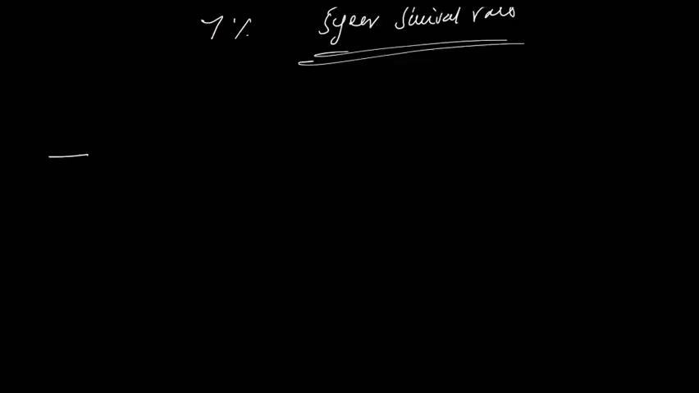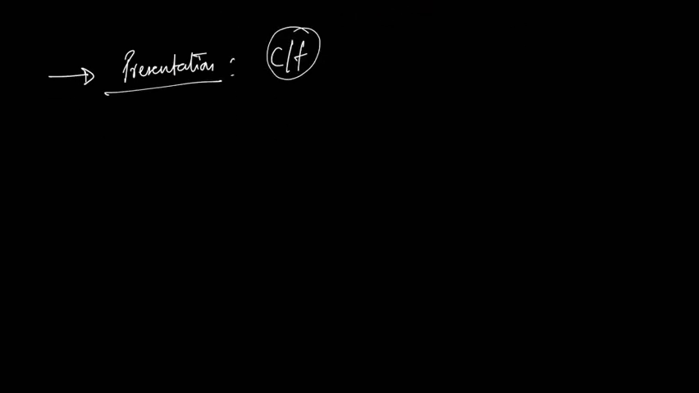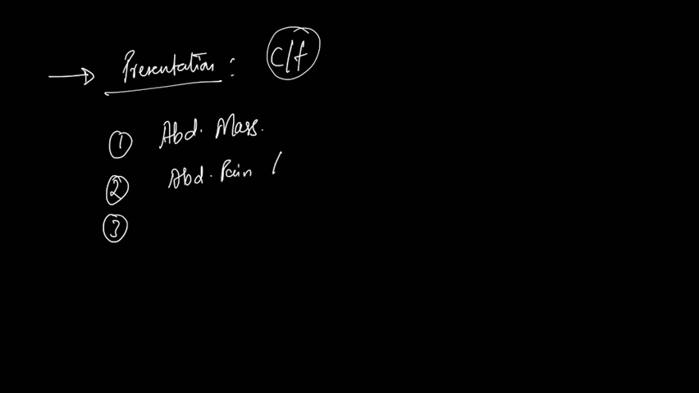So the last topic in your RCC that we'll be discussing is the presentation, that is your clinical features. How does a patient present to you? So there are three presentations here. First being your abdominal mass. Second is your abdominal pain or flank pain. And lastly, hematuria.